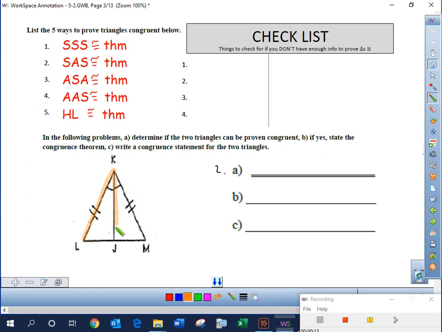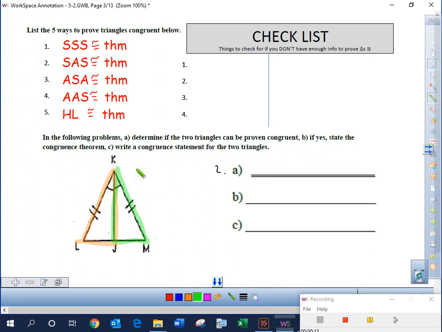I got an orange triangle right here, and I got a green triangle right here. And if I try these 5 ways, I don't have side side side, because I don't have enough sides. I don't have side angle side the way it's marked up right now. I don't have angle side angle, and I don't have angle angle side, nor do I have hypotenuse leg. I don't got none of that going. All 5 ways fail with the way it is right now.